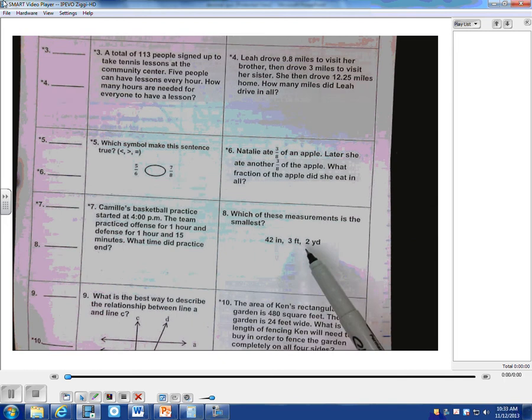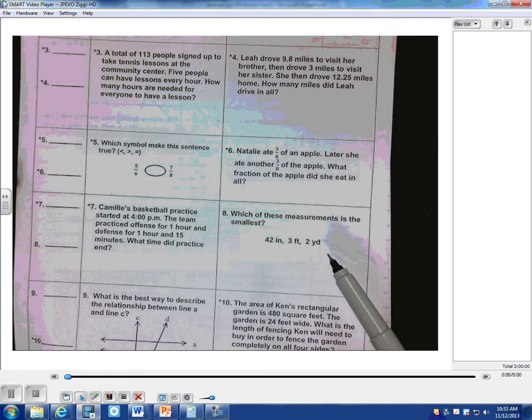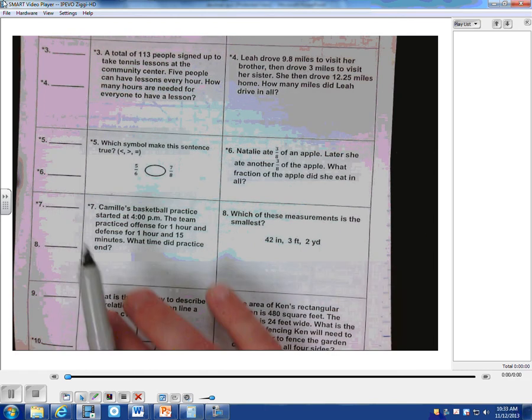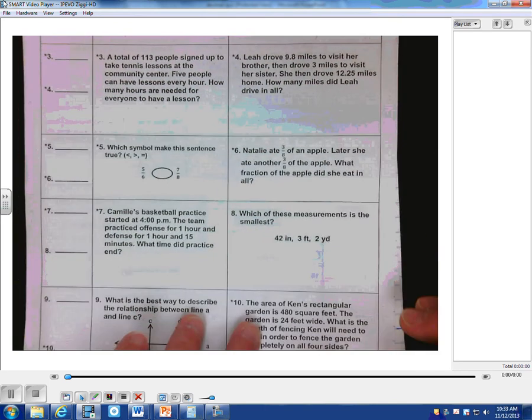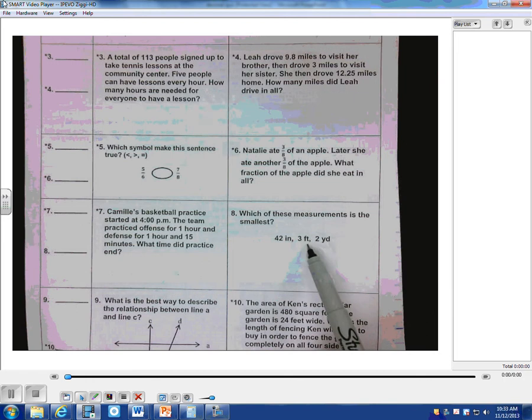Number 8. It says, which of these measurements is the smallest? 42 inches, 3 feet, 2 yards. We want to know which one is the smallest. So what we need to do is convert these to the same unit of measurement. This one is written in inches, this one's written in feet, this one's written in yards. So we have 3 different units of measurement, so we want to be able to compare them all to the same thing.